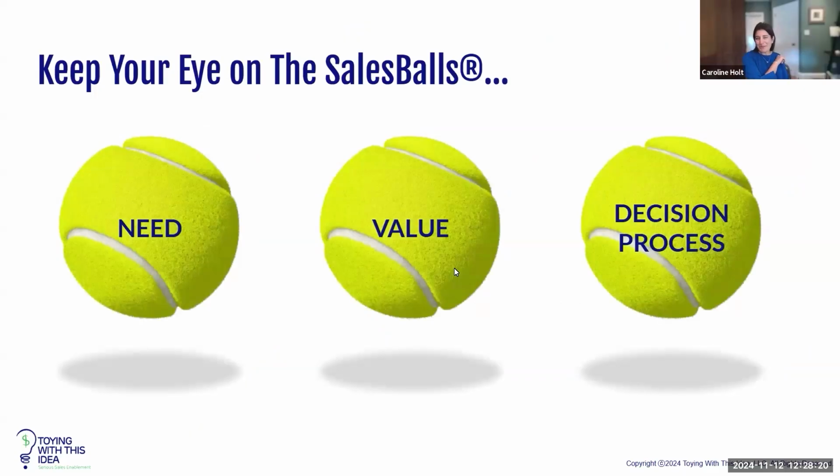So do you remember the sales balls? Keeping your eye on those three sales balls: need, value, and decision process. We're going to spend some time on these today, because a lot of this gets to some of those questions that you were asking, right? Like, how do I get below the surface? How do I really understand what they need to do, or how that's shifted over time? How do I apply a value proposition to that?